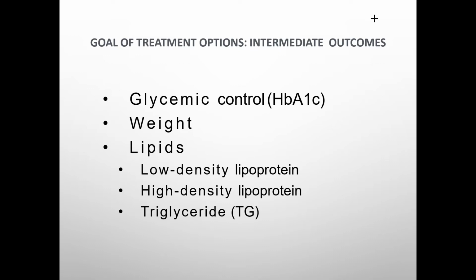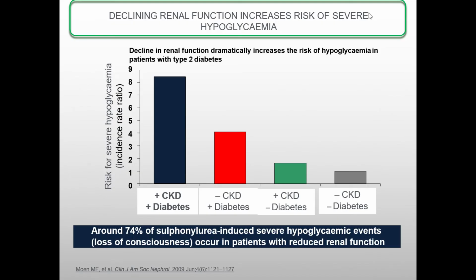Now what are the goals in diabetics? What are the treatment goals? First we have to reduce the HbA1c, we have to reduce the weight, then we have to control their lipid profile: LDL, high density lipoprotein and triglycerides.